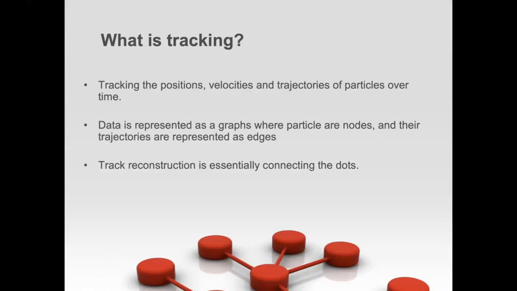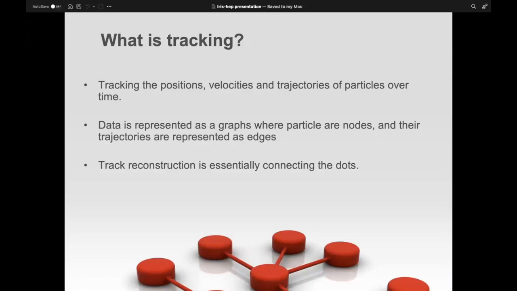So what is tracking? We essentially use tracking to track the positions, velocities, and trajectories of particles over time. The data is normally represented as graphs where particle hits are nodes and their trajectories are represented as edges. So if you have two nodes and one edge, one particle trajectory from one node to the other node, that would be the edge. And track reconstruction is essentially connecting the dots between multiple nodes.